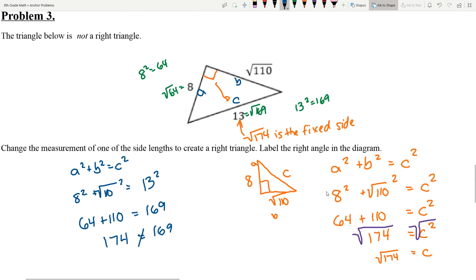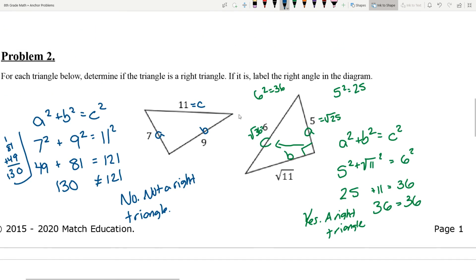You have how can you create a right triangle? And again, my advice on problems like 3, pick your longest side, call that your hypotenuse, and then redo that one. Redo your hypotenuse. That would be my suggestion.